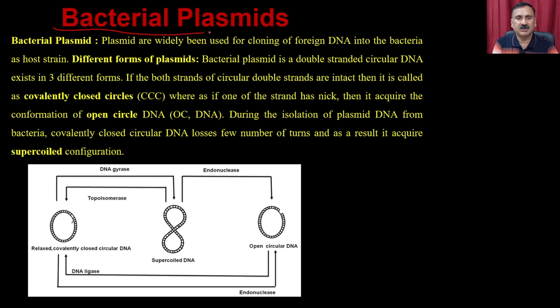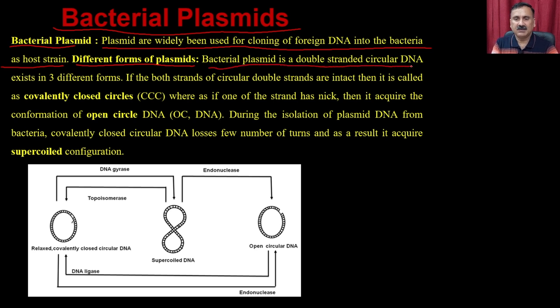The bacterial vector is also called the bacterial plasmid. Plasmids are widely used for cloning of foreign DNA into bacteria as a host strain. Different forms of the plasmid: a bacterial plasmid is a double-stranded circular DNA that exists in three different forms.